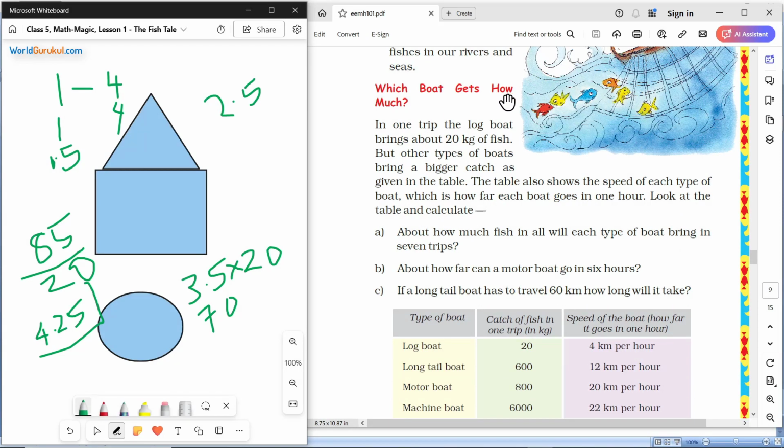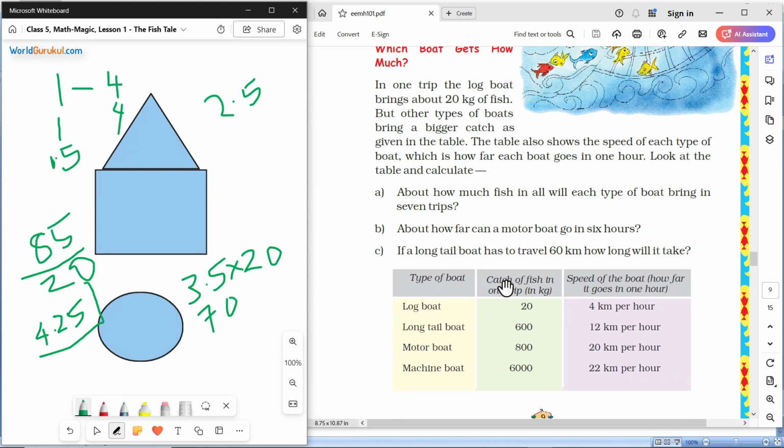Which boat gets how much? If it's a long boat, it can catch 20 kg of fish in one trip. Kg is kilogram. Long tail boat, its capacity is 600 kg. Motorboat, it's slightly more than this long tail boat. And the machine boat will have a built-in cold storage facility as well.